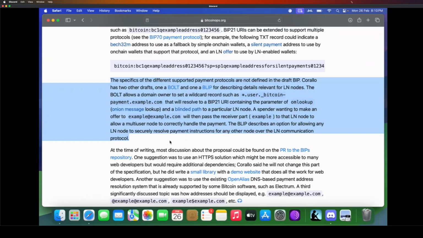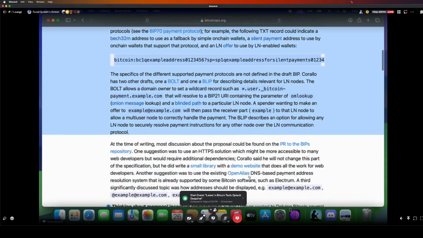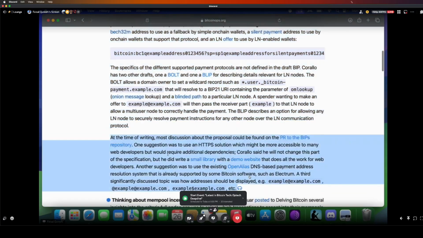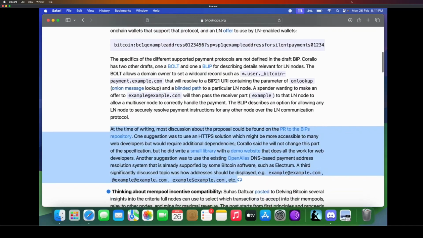The BLIP describes an option for allowing any LN node to securely resolve payment instructions for any other node over the LN communication protocol. At the time of writing, most discussion about the proposal could be found on the PR to the BIPs repository. One suggestion was to use an HTTPS solution, which might be more accessible to many web developers but would require additional dependencies. Corallo said he will not change this part of the specification, but he did write a small library with a demo website that does all the work for web developers.